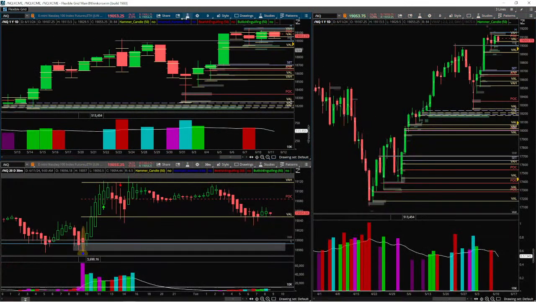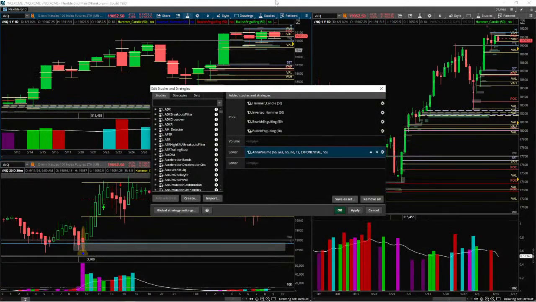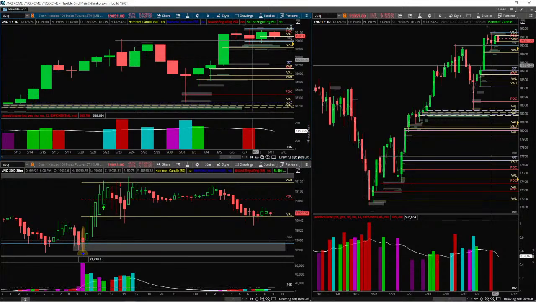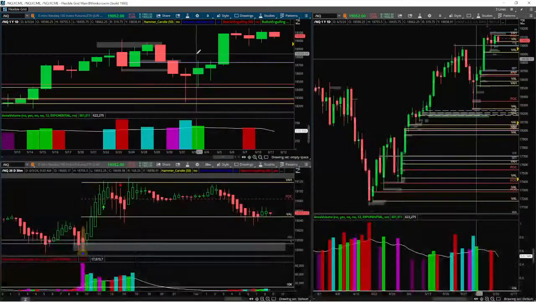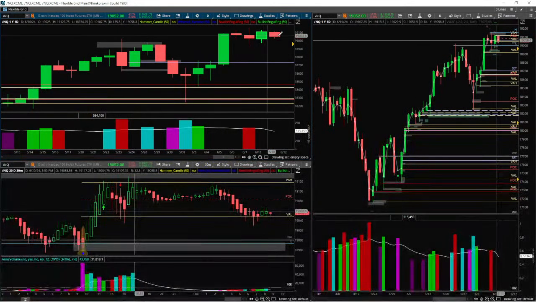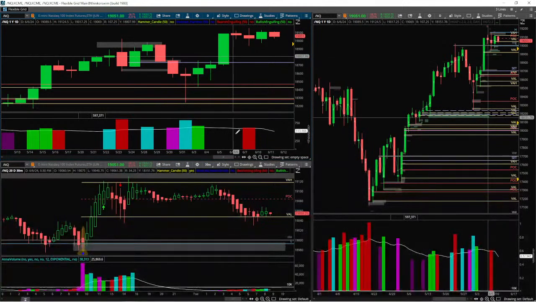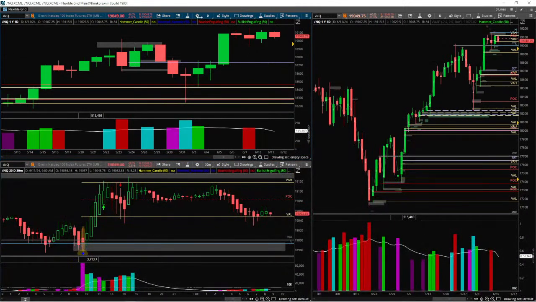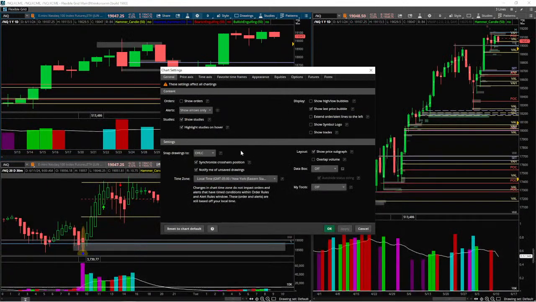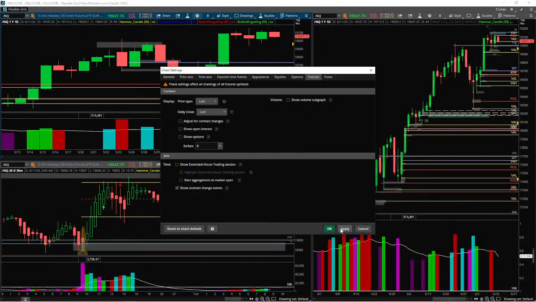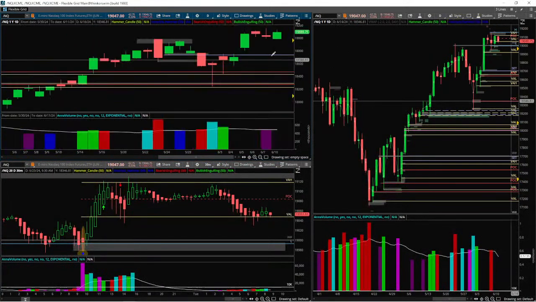I can get rid of my value area lines now. Actually, let's just go. All right, so we're flattening out up here. All right, strong candle, no volume. Let's take off the overnight session. All right, so now it looks a little different.